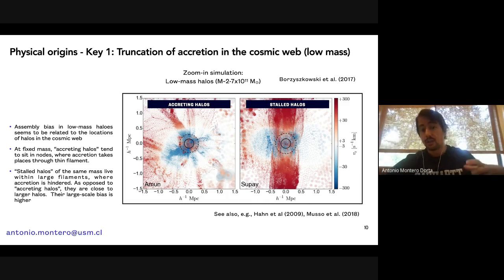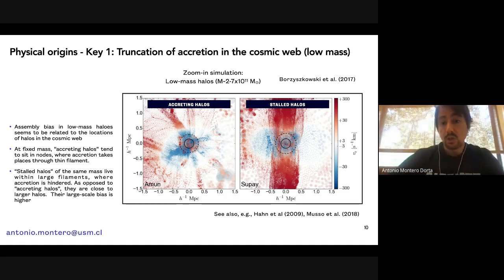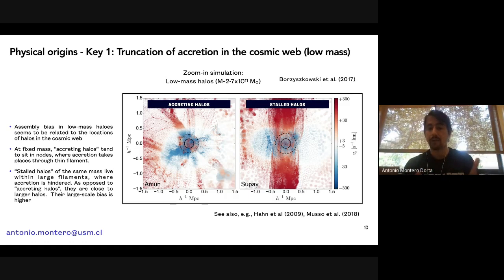On the left-hand side, you have accreting halos that sit at the nodes of the cosmic web and are fed by these thinner filaments, so these continue accreting. These two halos have similar mass, so that could produce this assembly bias signal, because you would have higher bias for the right-hand halo in this case, which is typically closer to a larger halo. Okay. So that's one of the things.